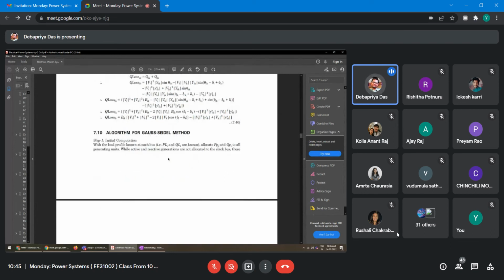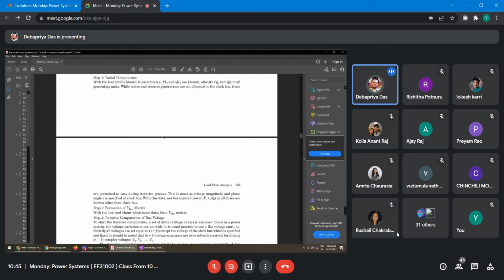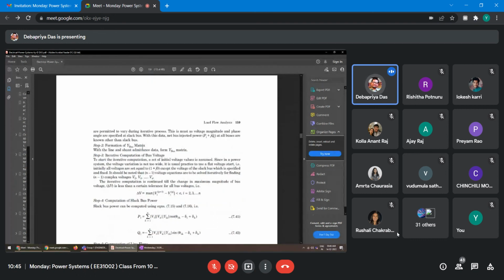Right. The algorithm is very simple. First, you have to read all the data. All the data means the resistance and reactance, and the initial values of the voltages have to be given. Initial voltage angle and initial voltage magnitude you have to specify, the real power and reactive power load, and the real power generation and reactive power generation, everything you have to read from a data file. This is the first thing. The second thing is, in load flow studies, you have to compute the Y matrix, that is the Y-bus matrix.